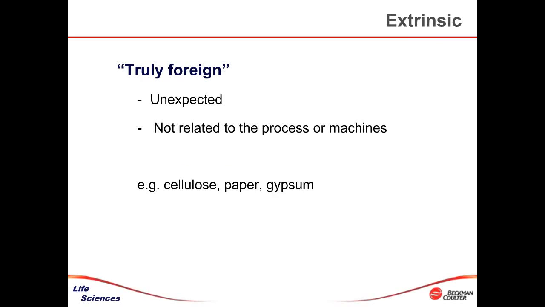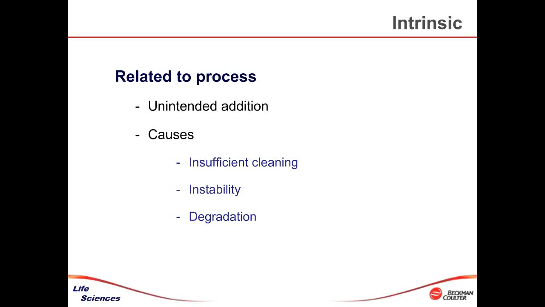The first two, extrinsic and intrinsic, are the ones that have been most commonly focused on. Extrinsic is something that you really can't relate to the normal process. It might be cellulose, it might be something from outside in the room, gypsum or paper that should not be there at all in the process and is not expected at all.